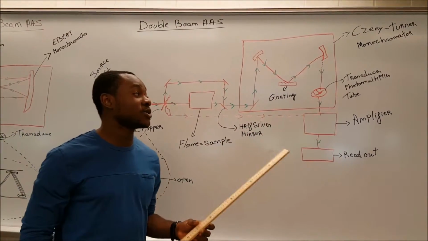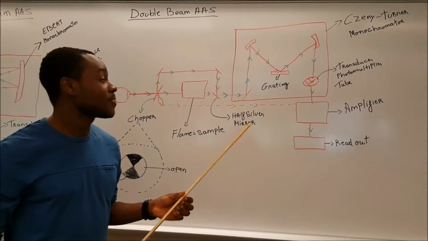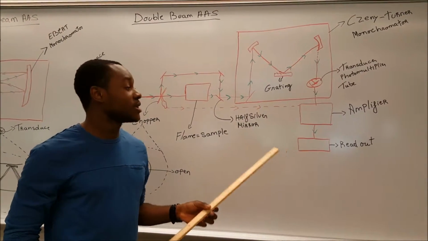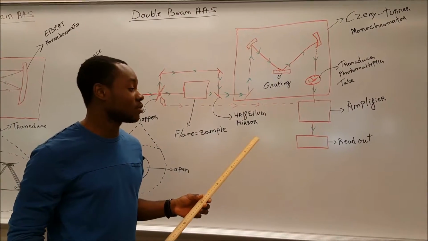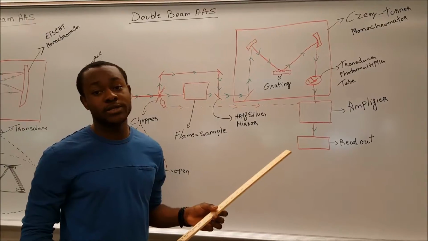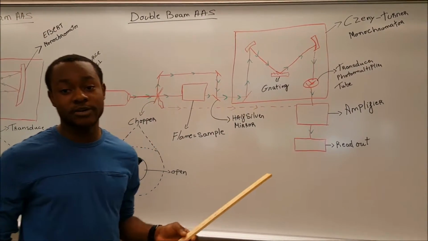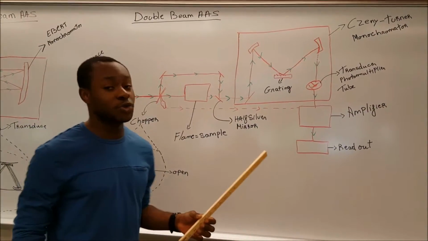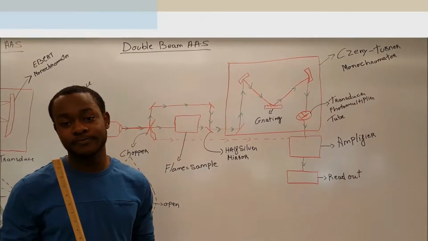The goal of the photomultiplier tube is to convert the wavelength from the Czerny-Turner monochromator into an electric current. The electric current will then go to the amplifier, which has the goal of making it readable by the computer system. The computer system will take that current from the amplifier and generate a graph that shows absorbance versus wavelength of that particular metal in the sample.